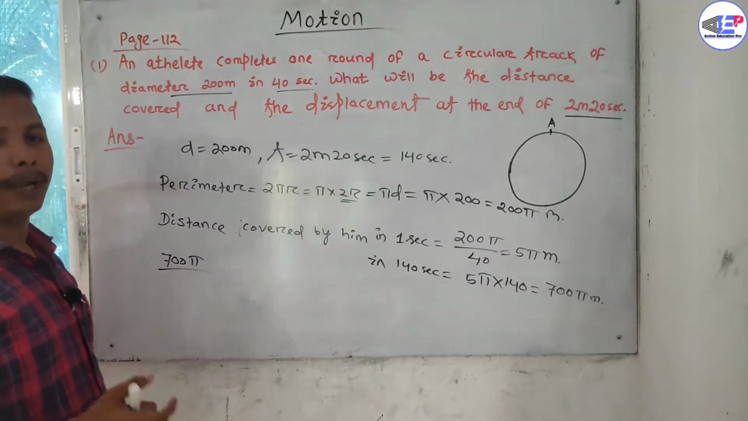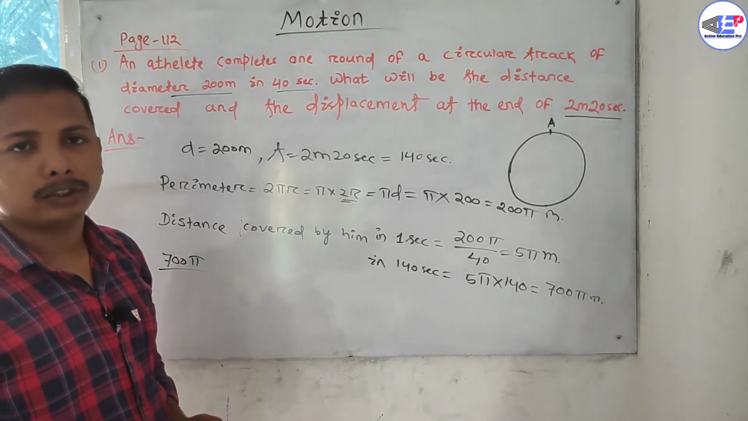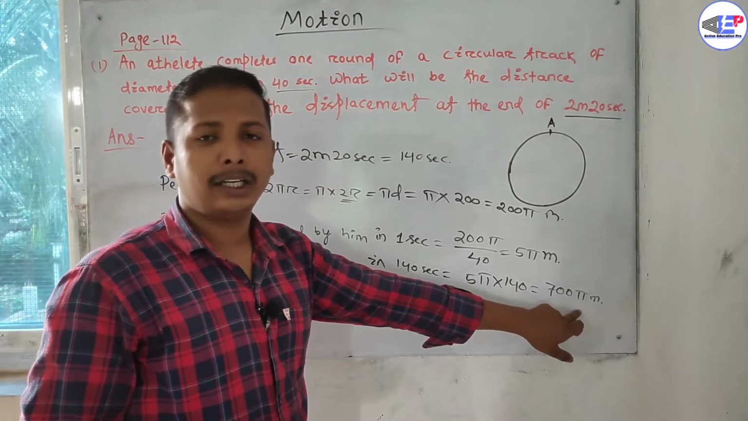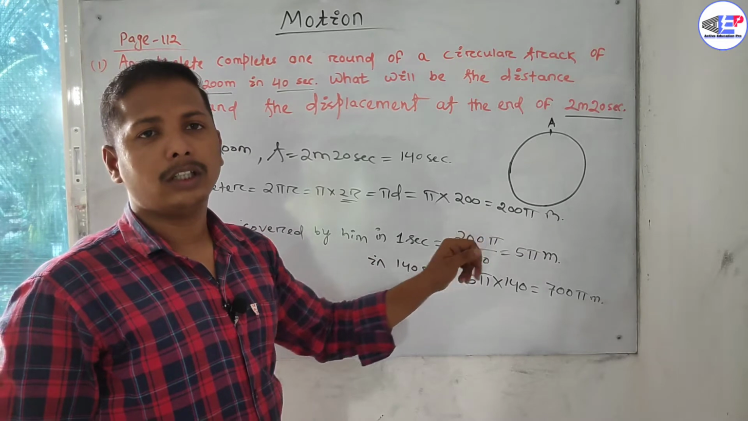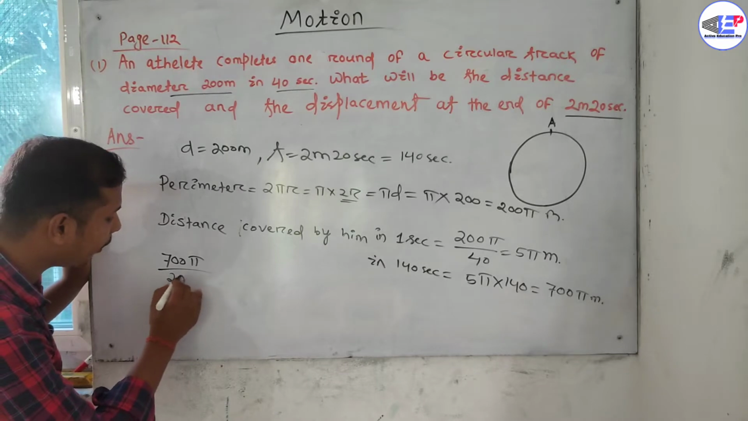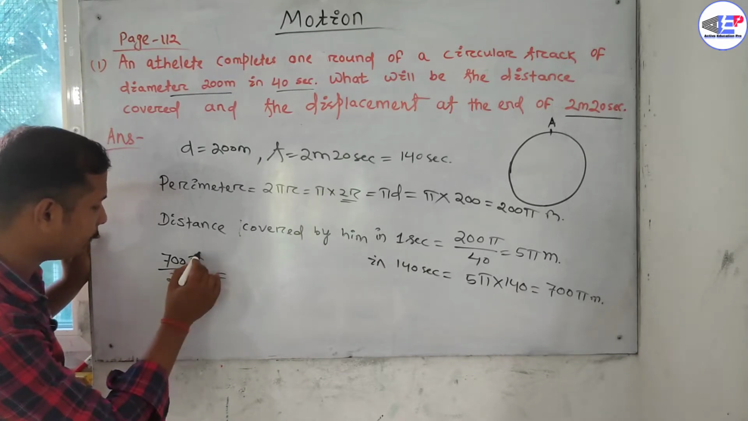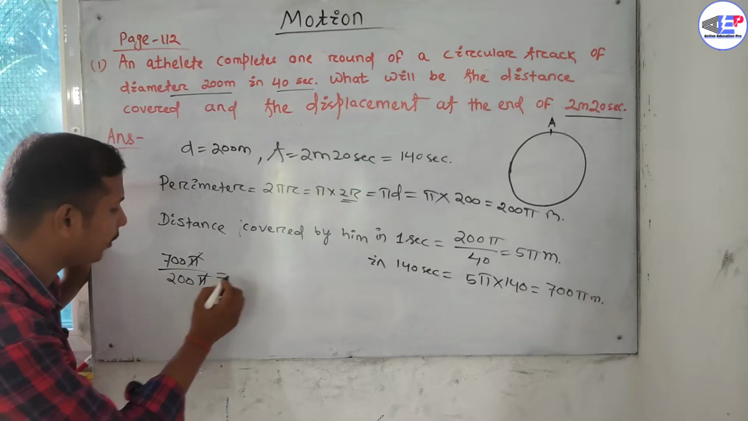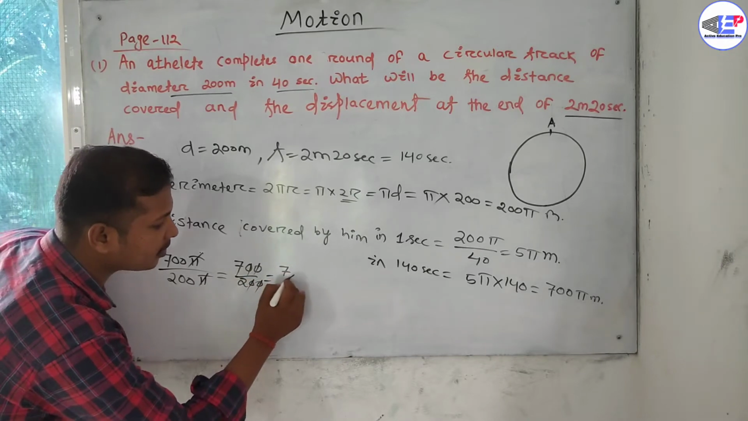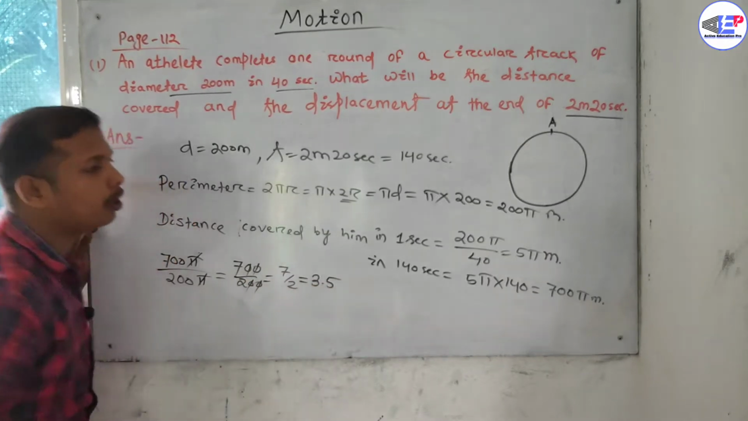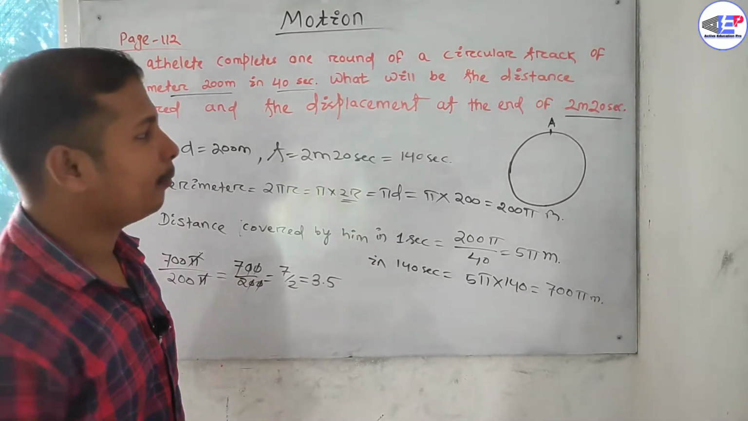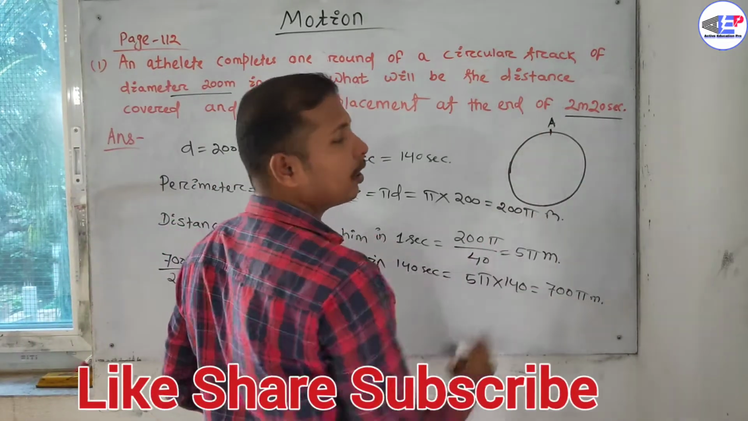First we have to calculate the number of rounds the athlete covers. For that, we divide the total distance covered by the athlete by the perimeter of the circular track. So the number of rounds will be 700 pi divided by 200 pi. The pi will cancel, and 700 by 200, the 0s cancel, gives 7 by 2, which is 3.5. So the athlete will cover 3.5 rounds around the circular track, that means 3 complete rounds and another half round.